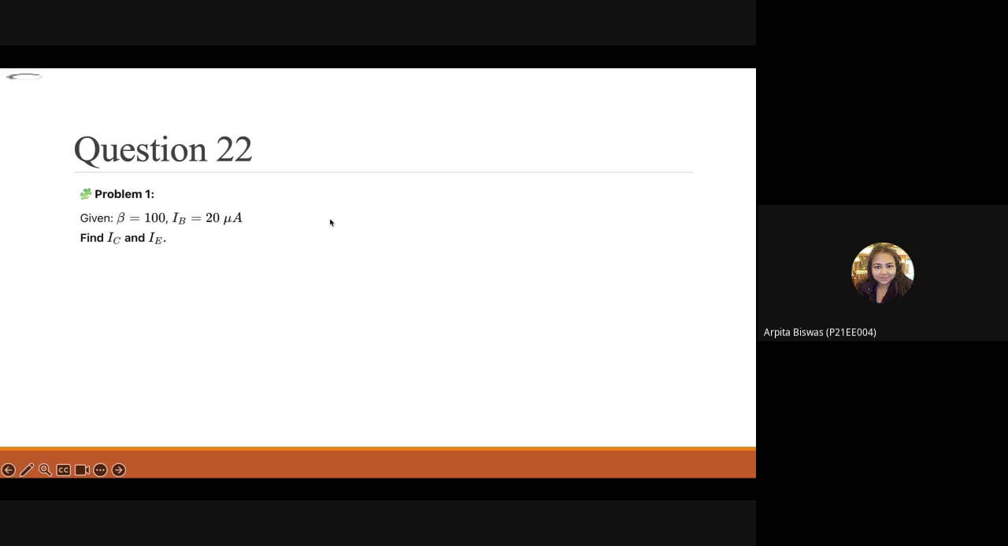So what is the value of beta? Beta is 100 and IB is 20. So what is the value of it? IC equal to what? Like 2 milliamps, right? 2 milliamps. Nice. Yes. So what is the value of IE?